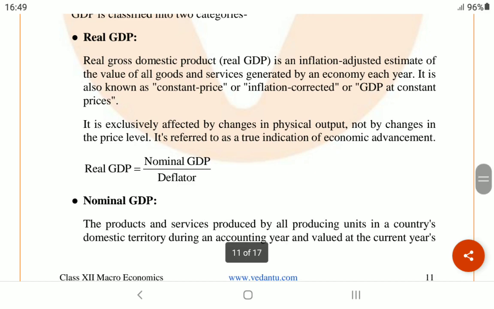So for the real GDP formula, you have to use: real GDP is equal to nominal GDP by deflator. If you use nominal GDP by deflator, you will get how much the real GDP is.